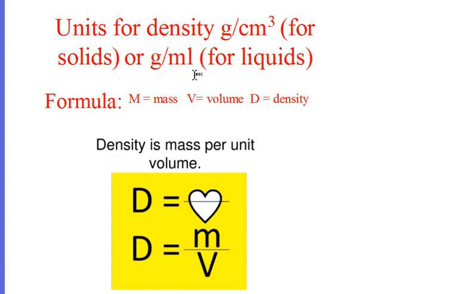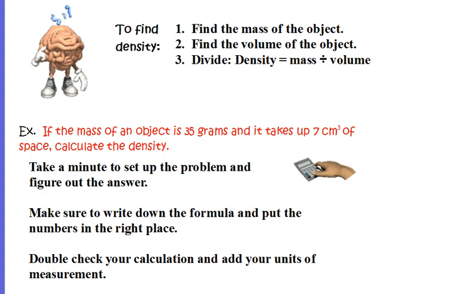Similarly, I think I mentioned in all the classes, if you're traveling 60 mph, that's miles per hour. It would be miles over hours. It's the same kind of thing. So again, if you want to practice, you have to have the mass of the object, the volume of the object, and then divide. Mass divided by volume. Okay?